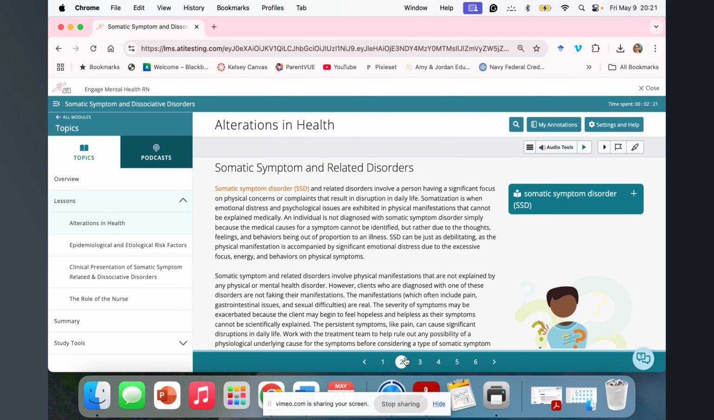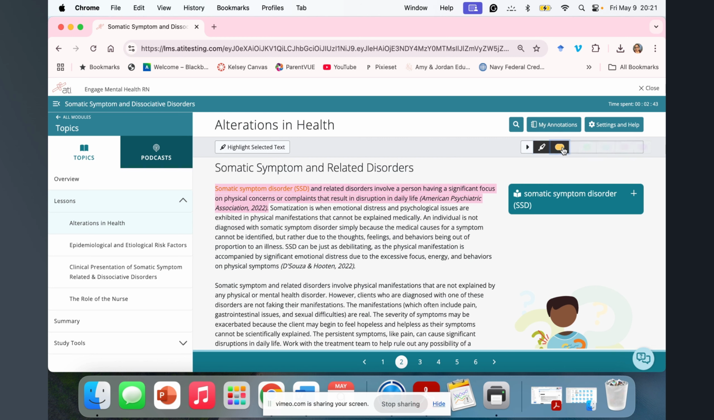Okay. So when we talk about somatic symptom and related disorders, somatic symptom disorder, abbreviated SSD, and related disorders involve a person having a significant focus on a physical concern or complaint that is a result of disruption in daily life. So just as a reminder, this is still the same as we've always talked about, right? When we talk about mental health disorder, this is a disruption in functionality, okay? Stigmatization is when emotional distress and psychological issues are exhibited by physical manifestations that cannot be explained medically.